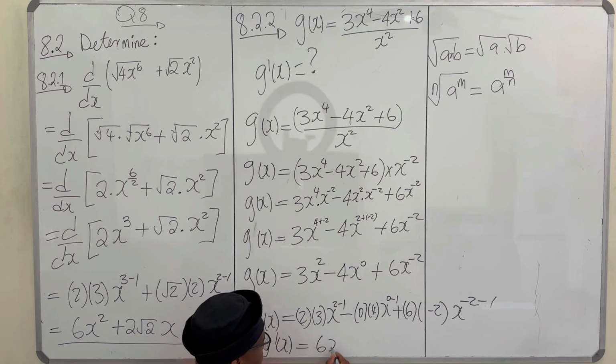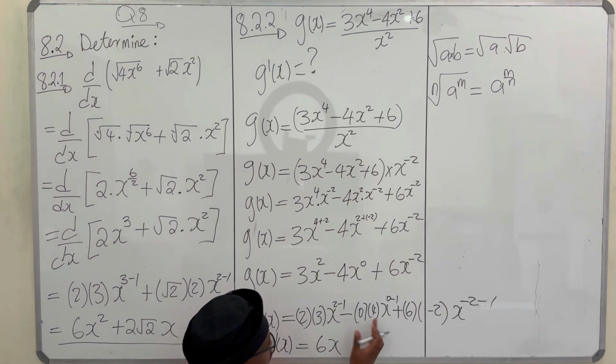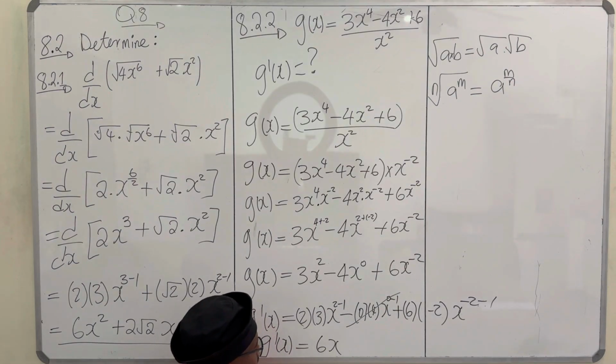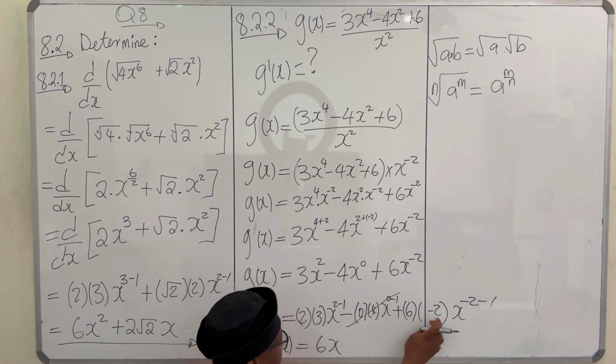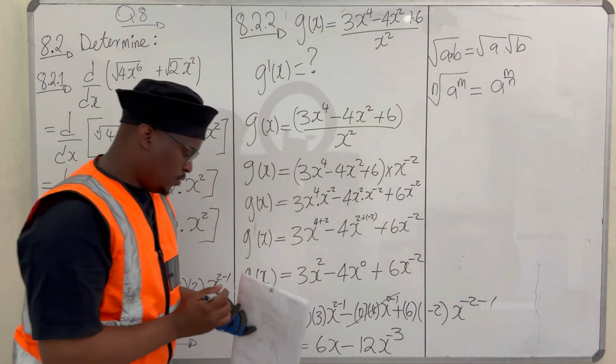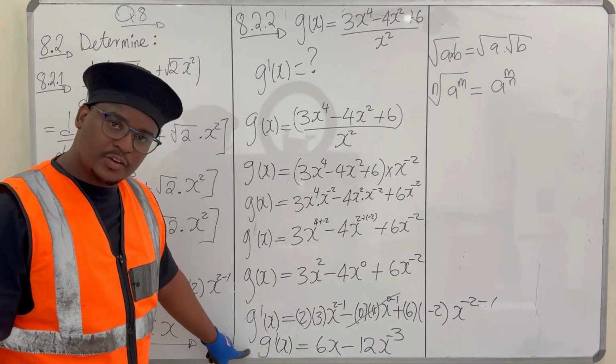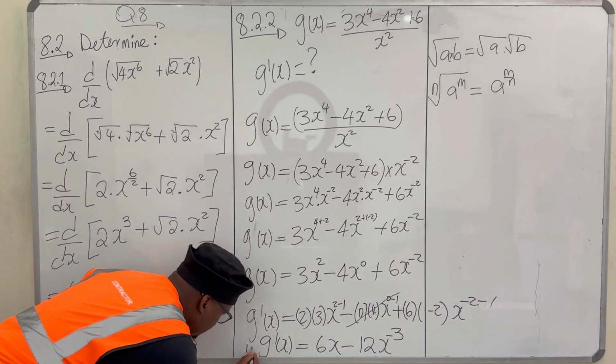This is 6x, right? Because this will be 1. 0 times 4 is 0. So this part is gone, because 0 times 4 is 0, right? 6 times negative 2 is minus 12 x raised negative 3. So, here it is. You can leave it here. It's okay. This is enough.